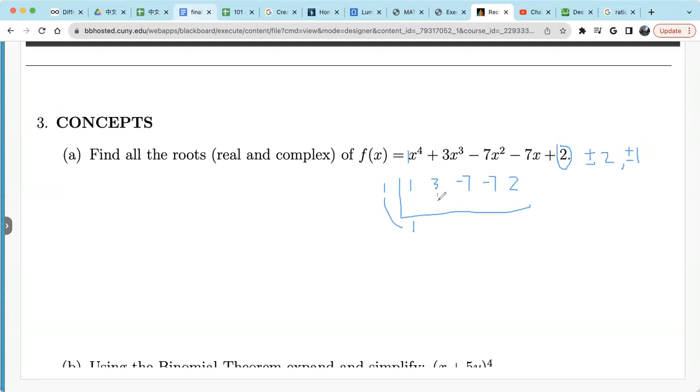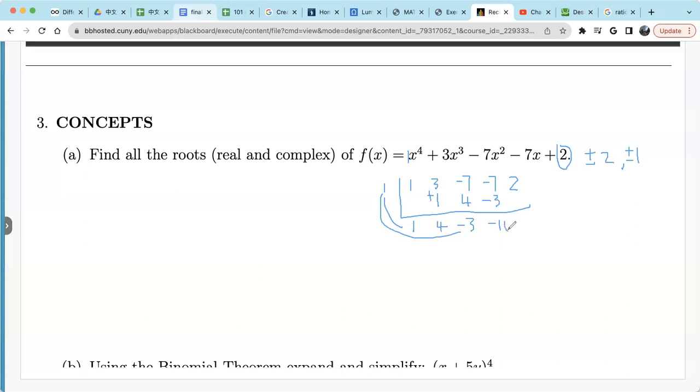1 times 1, I leave here. Then I add those 3 to 1, I get 4. Then I multiply 1 with 4, I put 4 here. Add those 2, I get -3. Then I multiply -3 with 1. Each time I multiply by this 1, I get -3. I add these 2, I get -10.